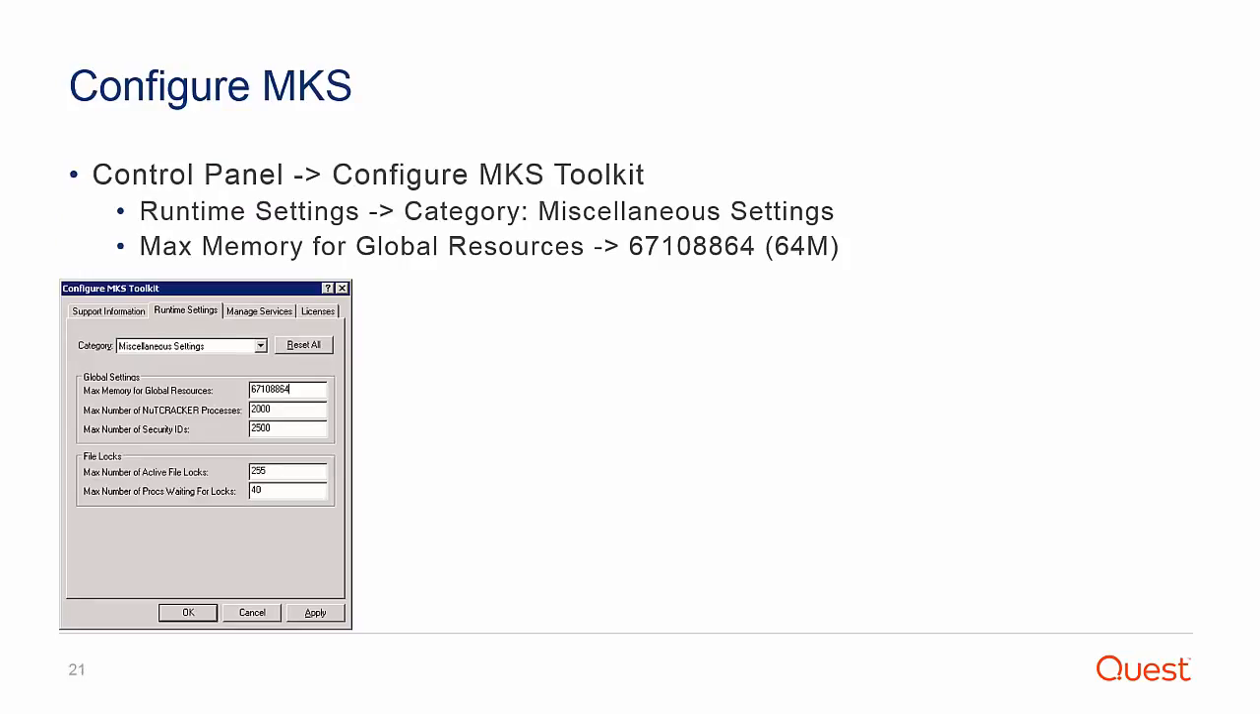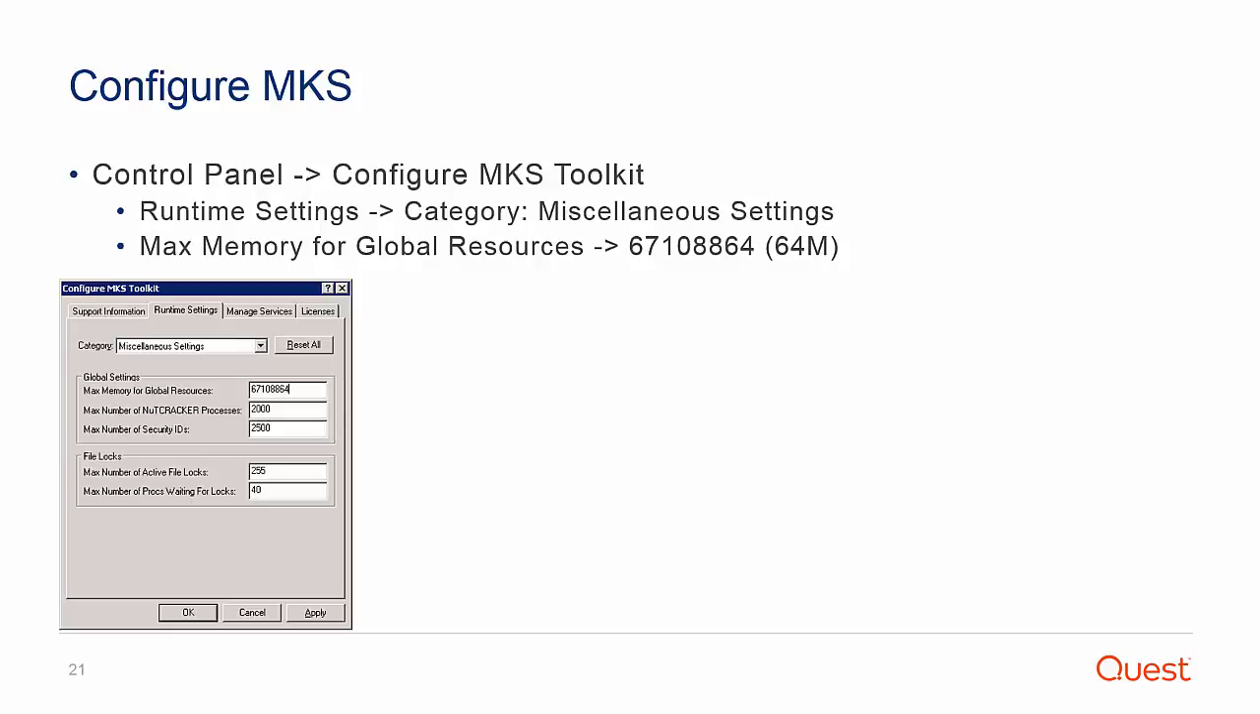Following software installation, you will need to change the default settings for global resources memory. The default value is 16 megabytes, and you should increase it to 64. To change this setting, perform the following steps. From the control panel, select Configure MKS Toolkit. Select the Runtime Settings tab, and then select Miscellaneous Settings from the Categories pull-down menu.